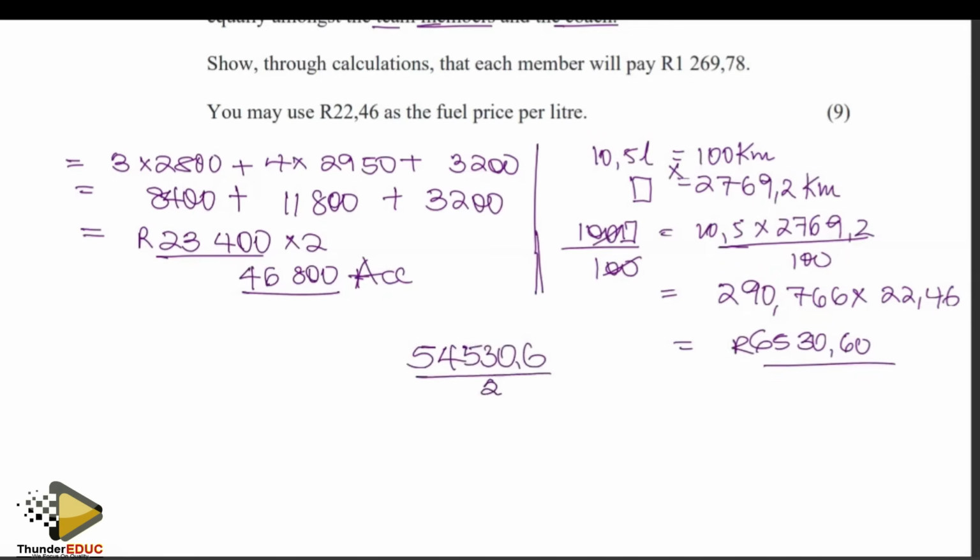We divide this by 2 because of the 50%. So you end up having this amount, and this is what we are going to divide among the 21 people. Each person has to contribute that.